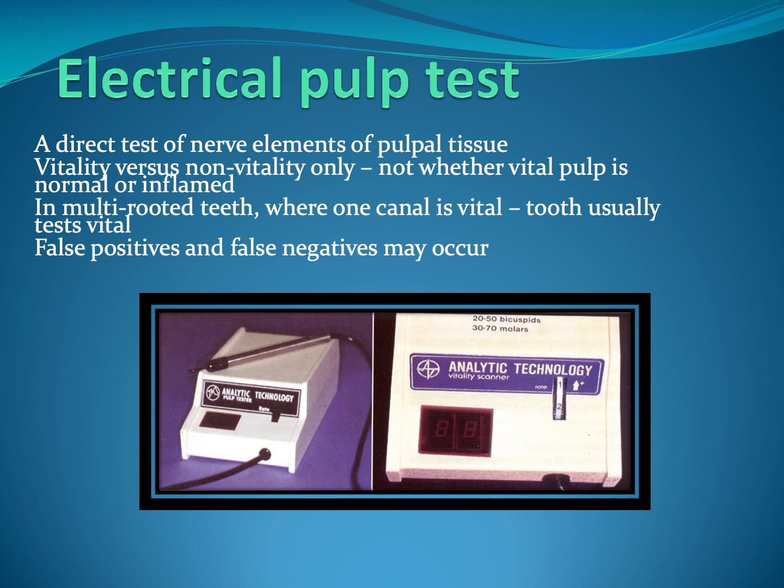Electrical pulp test. A direct test of the nerve elements of pulpal tissue.